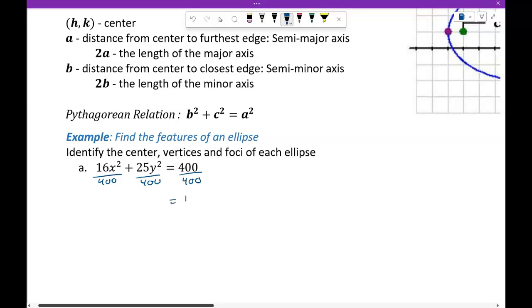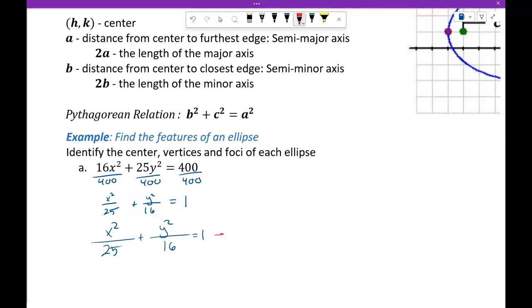So we divide everything by 400, and then we simplify the equation that we have. So the 400 divided by 400 equals 1. Now, when we take 225 divided by 400, that simplifies into 1 over 16. And 16 divided by 400 reduces into 1 over 25. And so now we have this equation in standard form: x squared over 25 plus y squared over 16 equals 1. And we can compare that to one of our formulas.